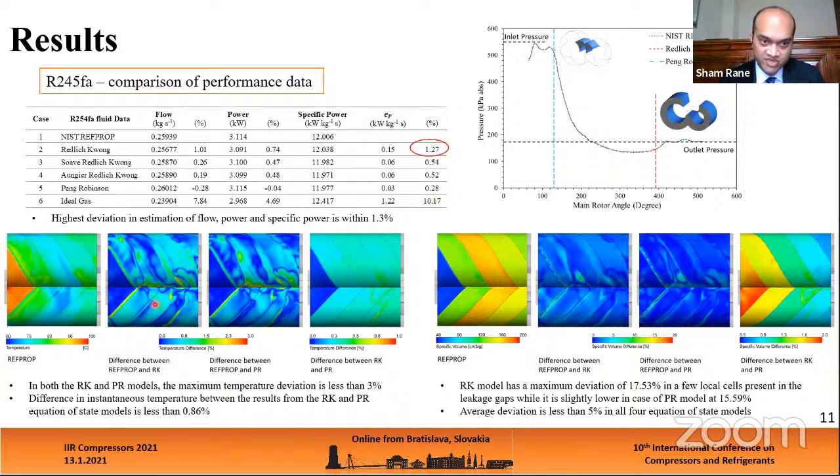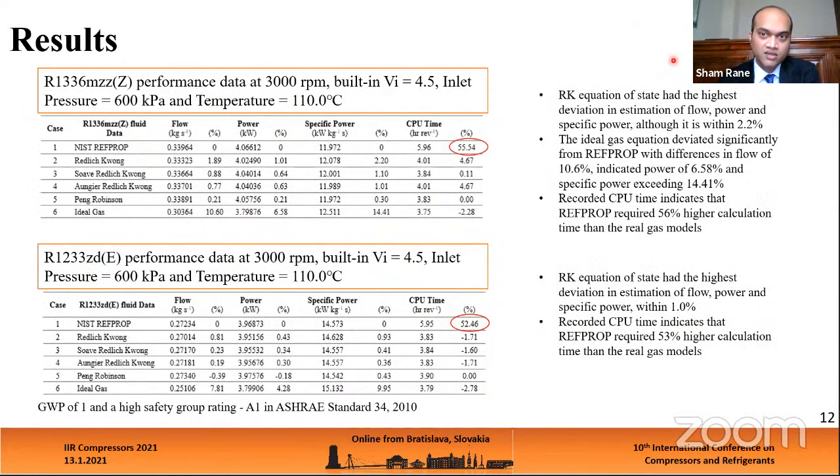Local variation of fluid properties and temperature can be seen here, and the maximum deviation was within 3% for temperature. For specific volume, it was within 5% for the real gas equations of state. Here, the P-angle diagram is seen, and it can be accurately matched between the real gas equations of state and RefProp. Further, two low GWP alternatives were considered for R245fa, especially R1336 and R1233, and similar observations of performance deviations were calculated here.